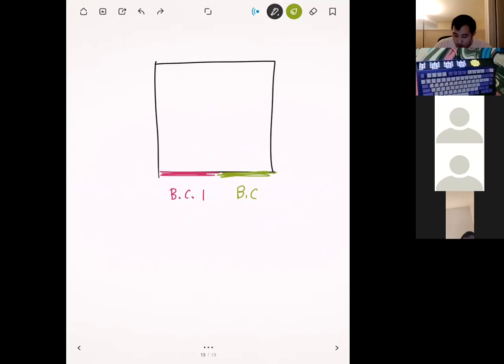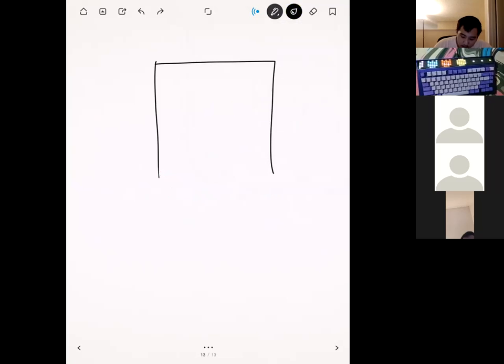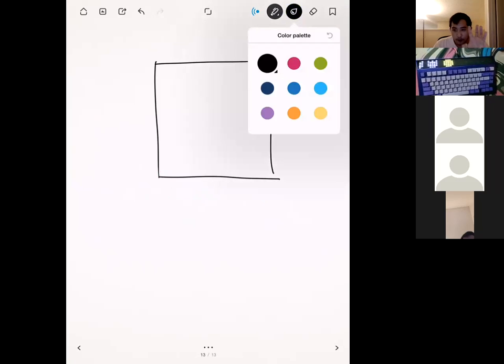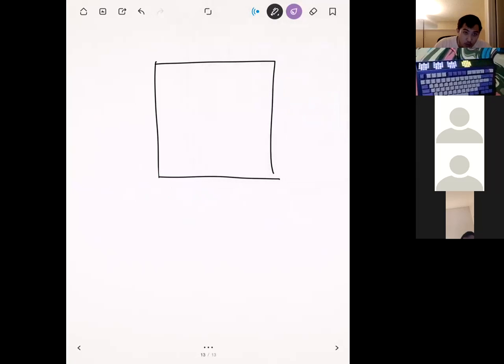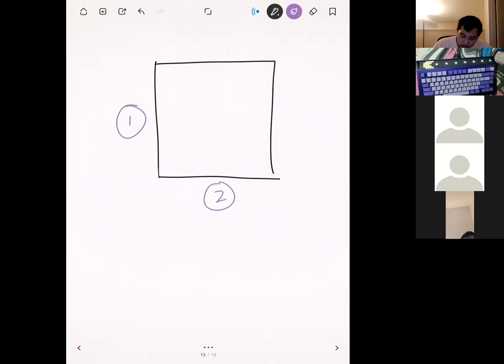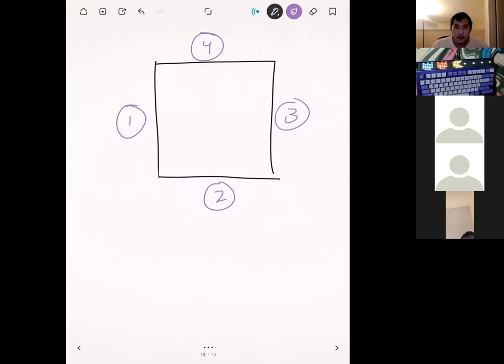But for the purposes of this class, we're going to assume that all the boundary conditions on one side of our domain are all going to be the same. Okay. And so in total, for a rectangular domain like this, we're going to have 4 boundary conditions. We'll say boundary condition 1 on the left side, boundary condition 2 on the bottom, boundary condition 3, and then 4. And then all the nodes on that side of the domain will have that same boundary condition, okay?